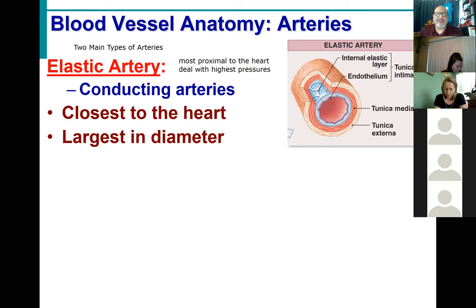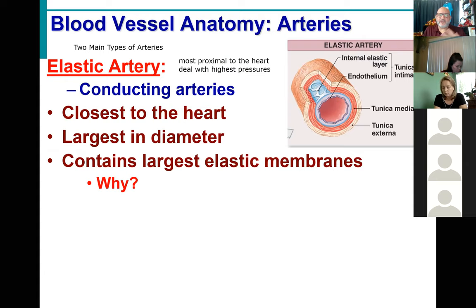So they are the largest in diameter, closest to the heart, and contain the largest elastic membranes. Because they're closest to the heart, they're dealing with the highest pressures and the biggest pressure changes. And so they need to be able to stretch and recoil to be able to withstand that and keep a more continuous flow of the blood.